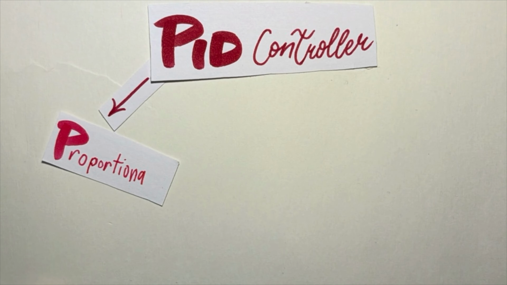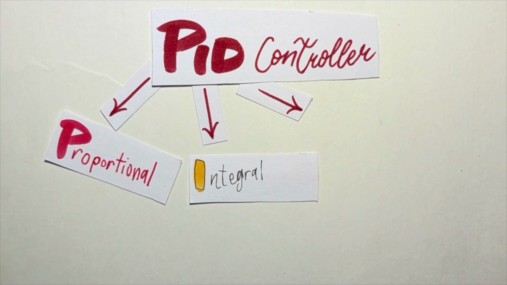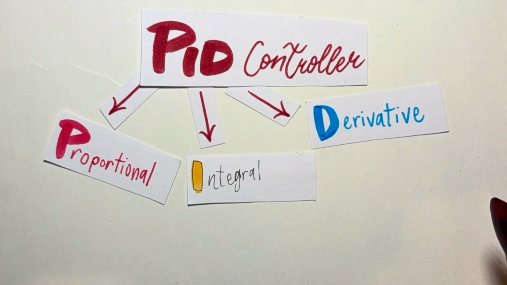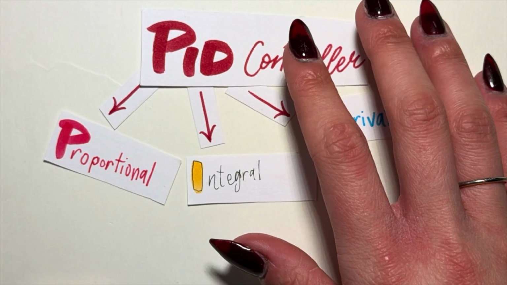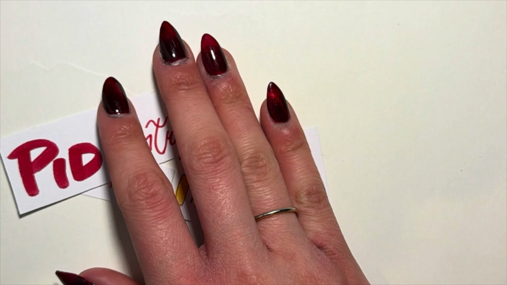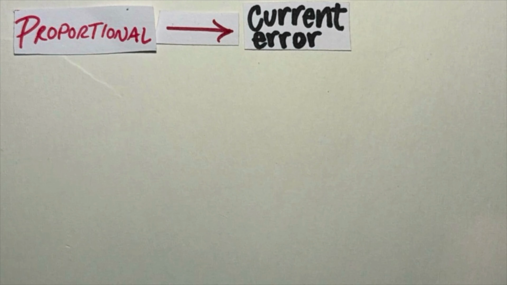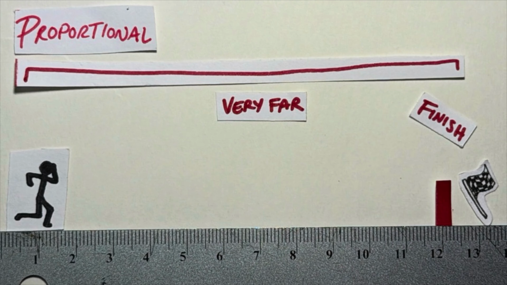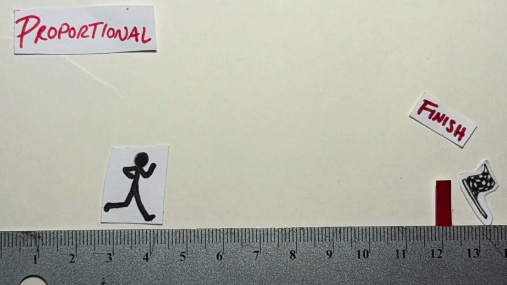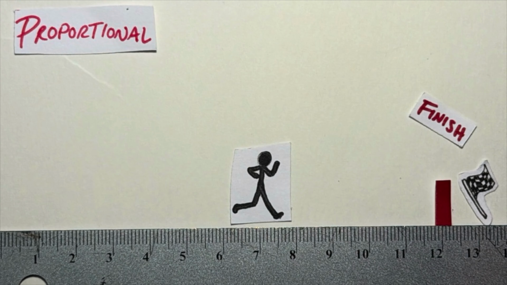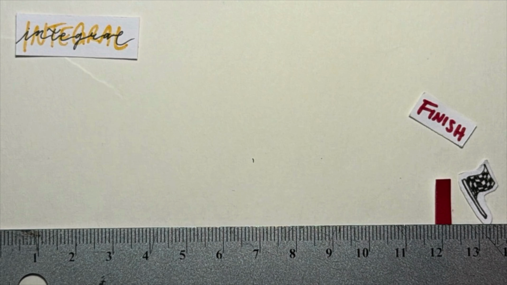P stands for proportion, I stands for integral, and D stands for derivative, each term responding to a different aspect of error. P responds to current error. The larger the error between the process variable and the set point, the larger the output response. If I'm running somewhere and I'm currently very far from my destination, I'm going to run very fast to get there.